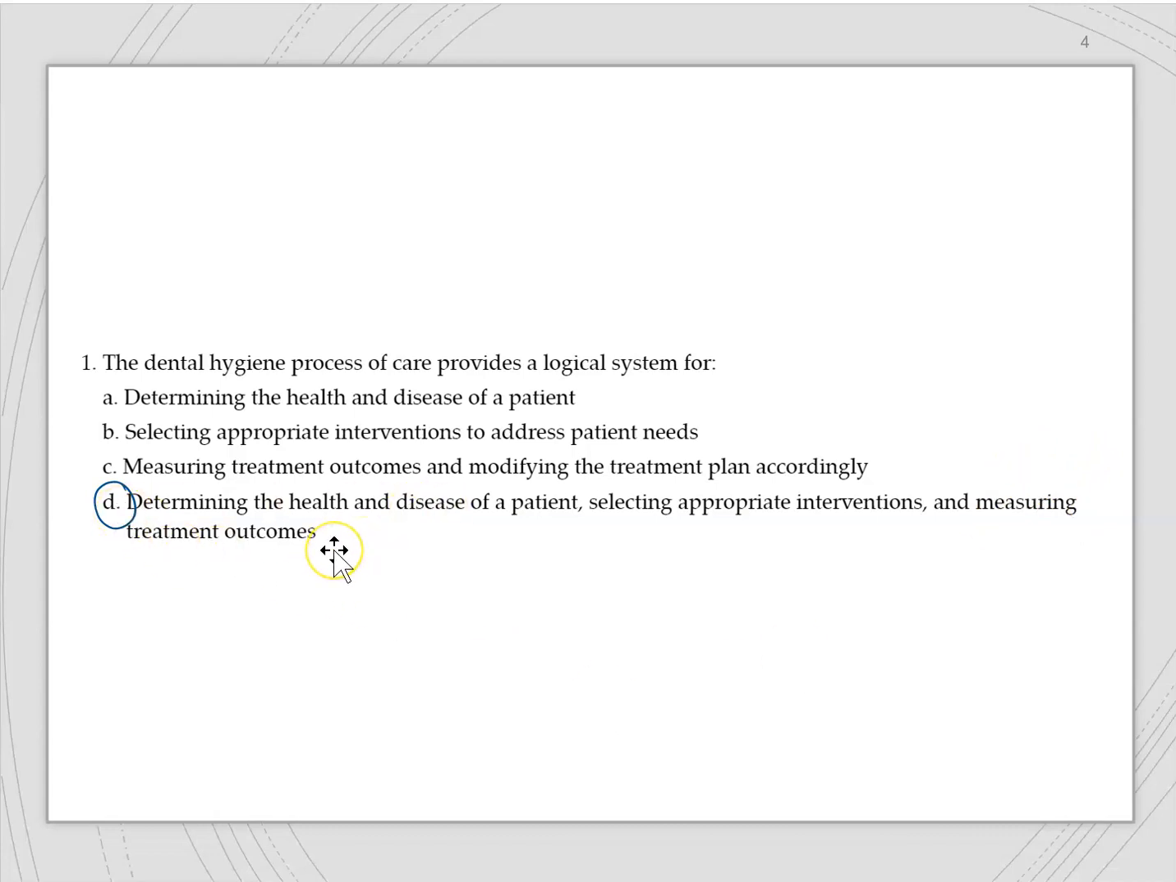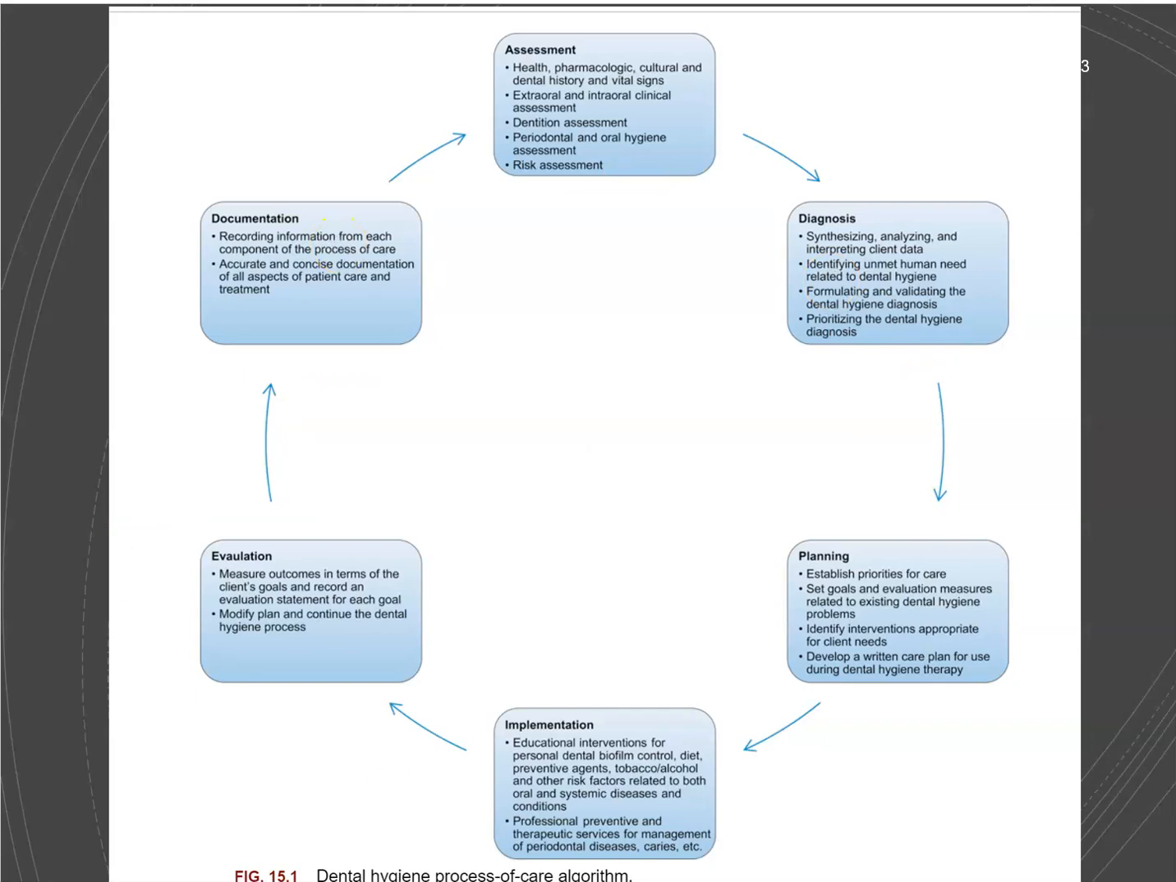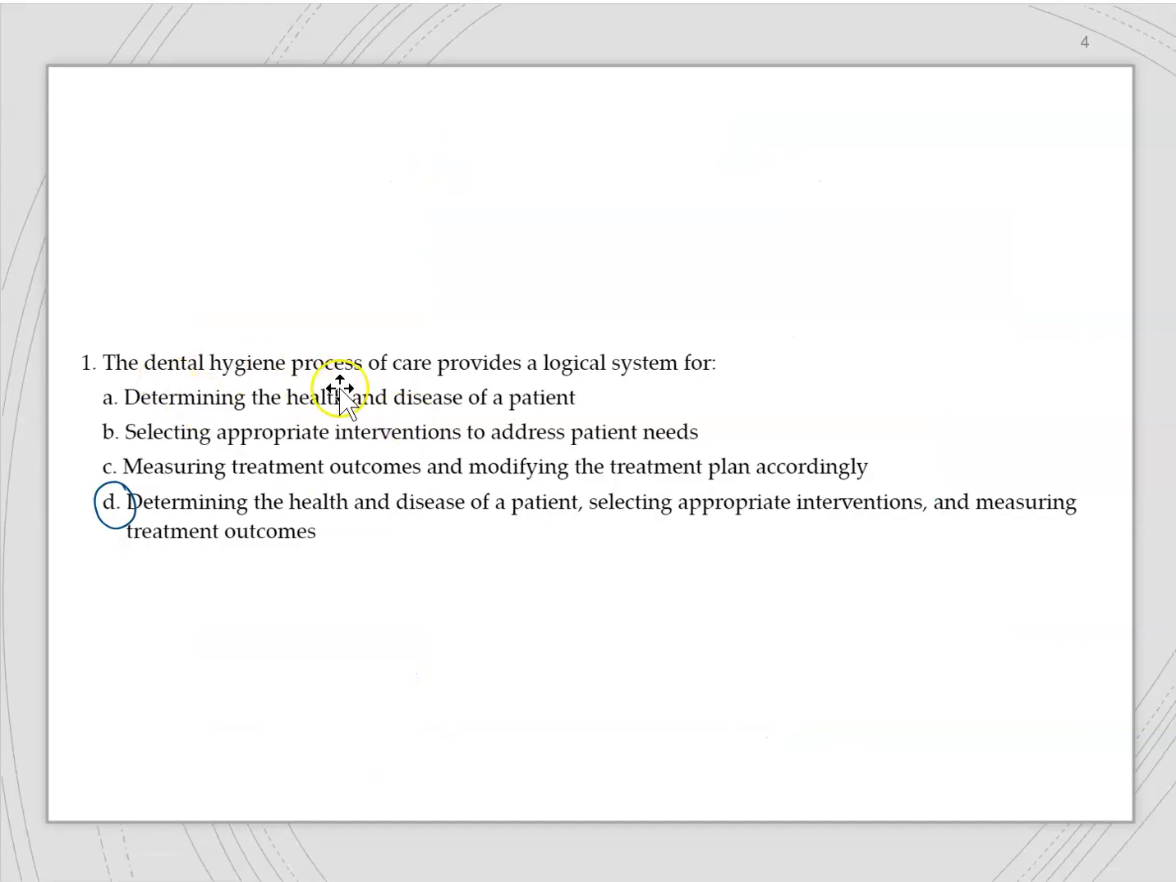So it has to be measurable. This is the best answer, because when you're looking at the process of care, it looks at ADPIE, all of these. If you look at option A, for example, that's just the assessment phase, determining the health and disease of a patient. You can determine the disease in the diagnosis phase. So it doesn't include the remaining.